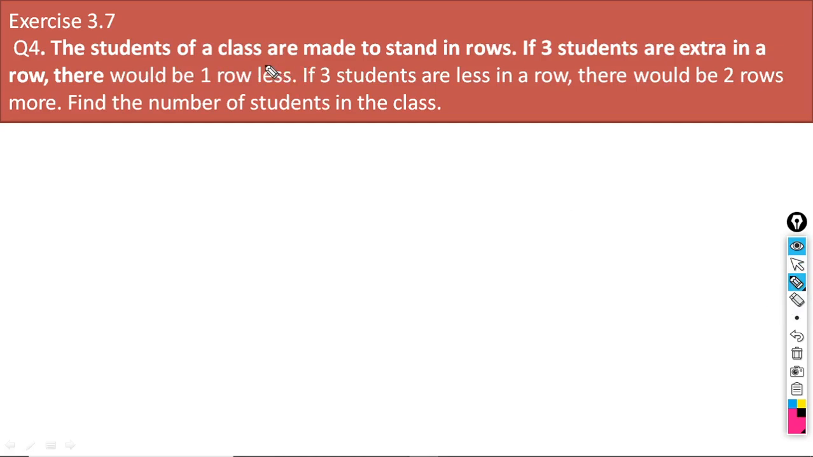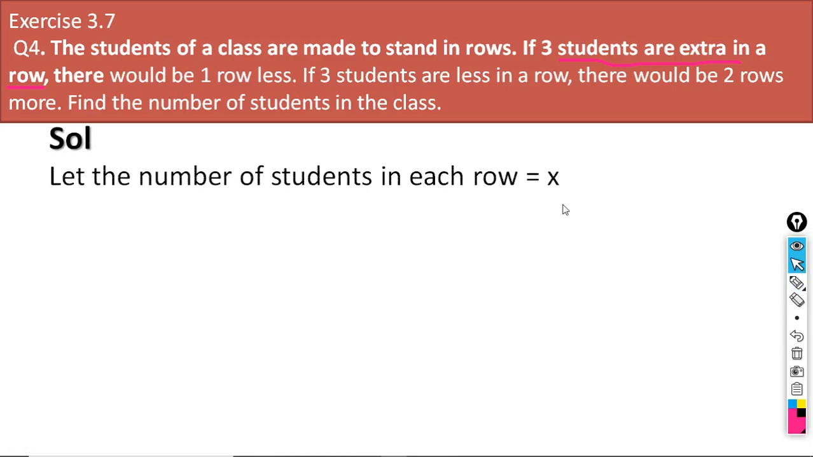The students of a class are made to stand in rows. If 3 students are extra in a row, we are talking about the rows and the number of students in the rows. So two things we are going to consider here. First, the number of students in each row and the number of rows. Let the number of students in each row be x and the number of rows be equal to y.